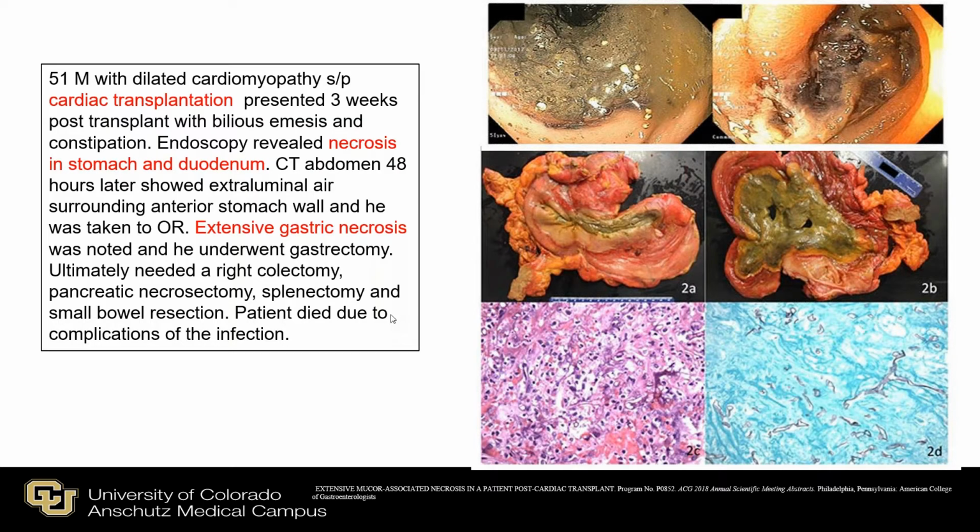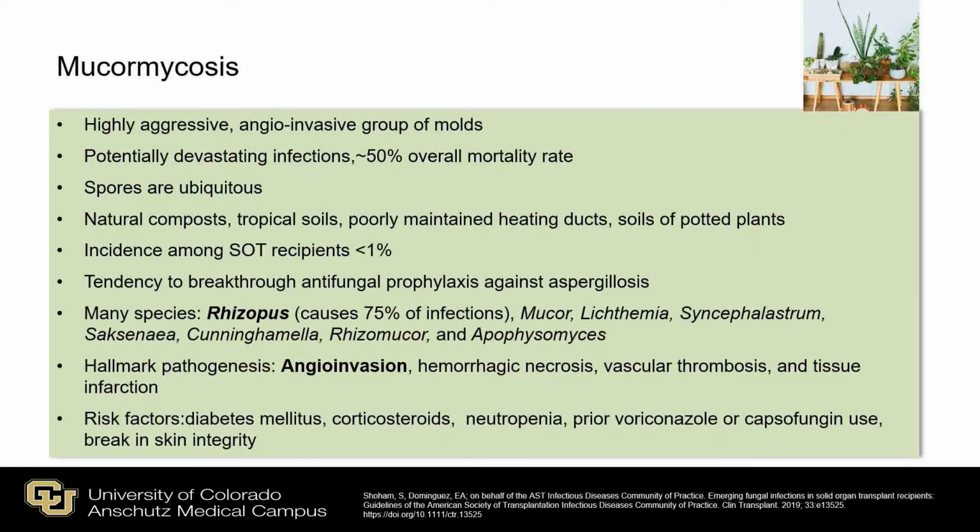And again, another patient, after heart transplant, was found to have gastrointestinal mucormycosis. On upper endoscopy, you can see these necrotic lesions in his stomach and duodenum. He underwent a gastrectomy, and you can see gastric necrosis. And he eventually died because the infection had spread to his pancreas and spleen, and it was disseminated, and he died.